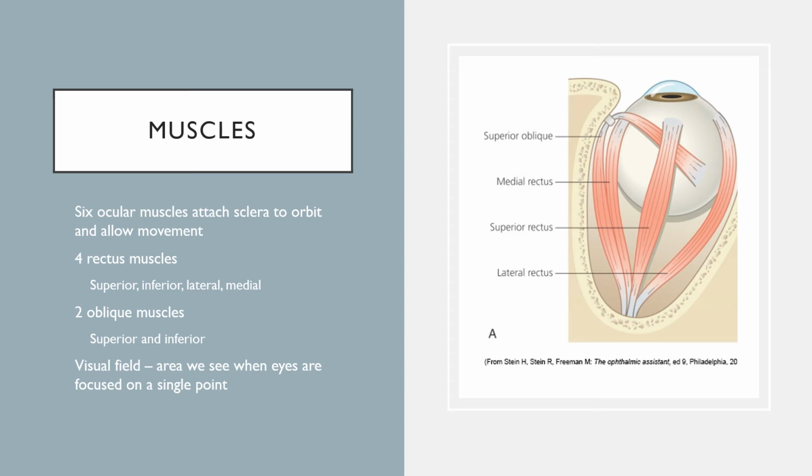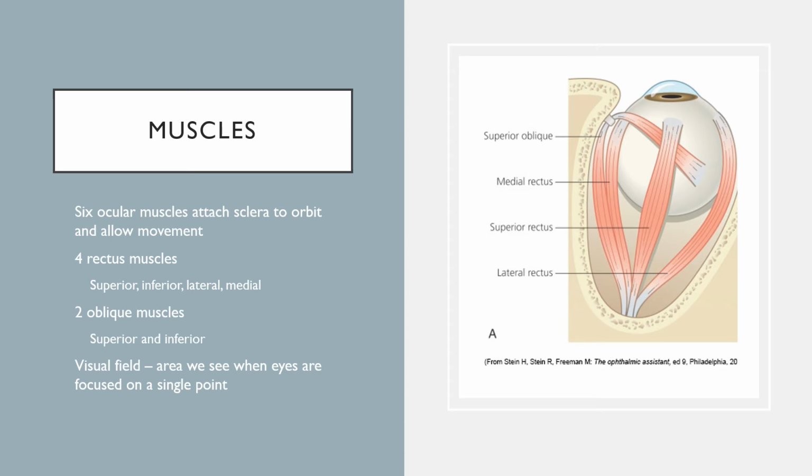Right, moving on to the muscles of the eye. Before we get started on muscles, I want you to know that vision is binocular, meaning that each eye has its own visual field, and those two are brought together as one image in the brain. The visible area is going to consist of central and peripheral vision. And the visual field is that area we see when our eyes are focused on a single point.